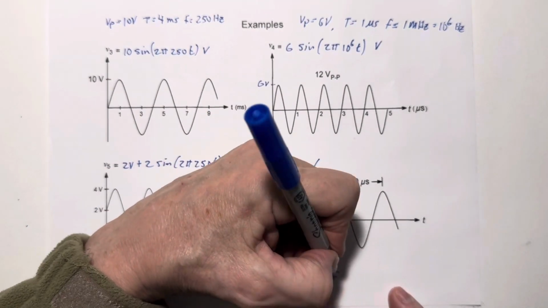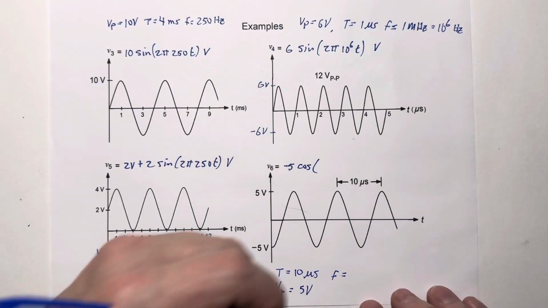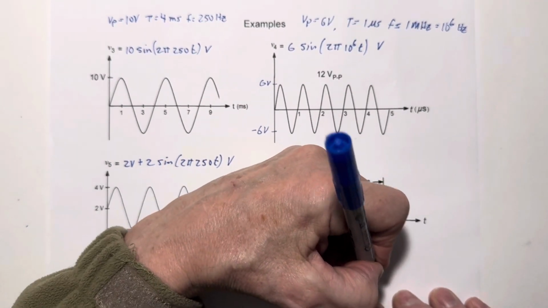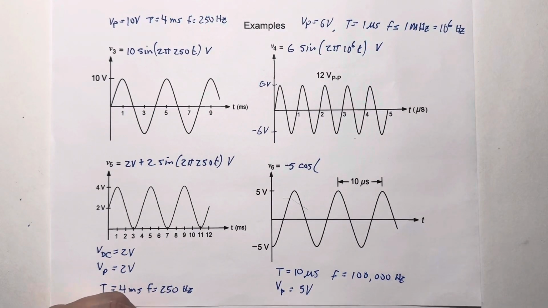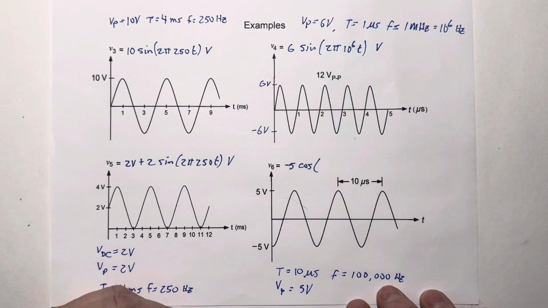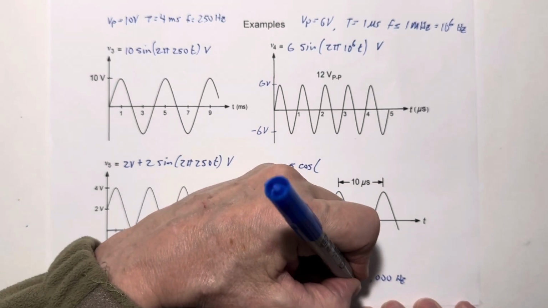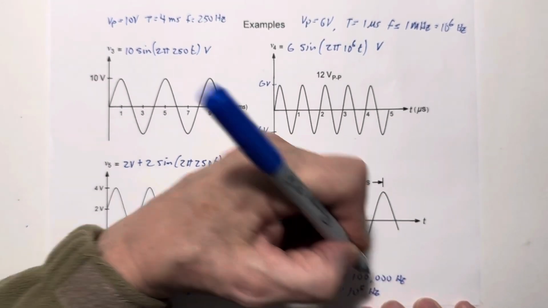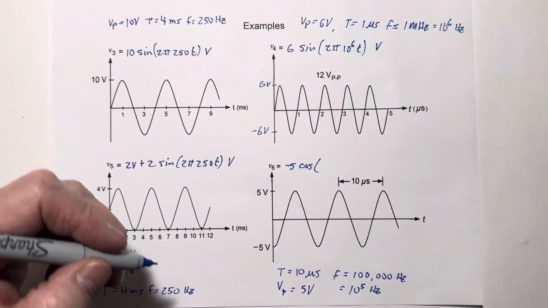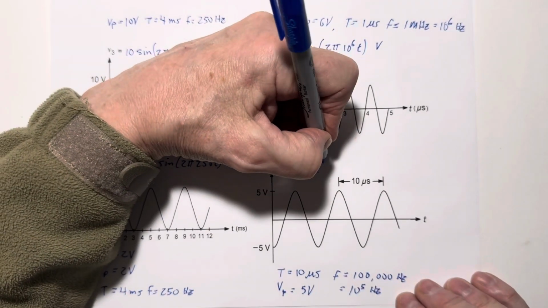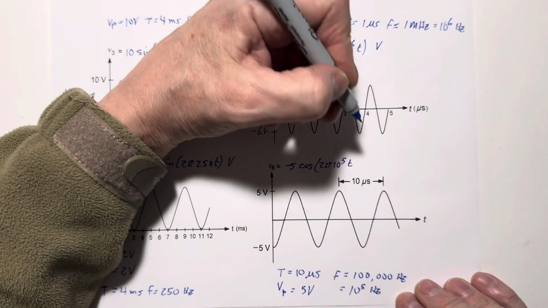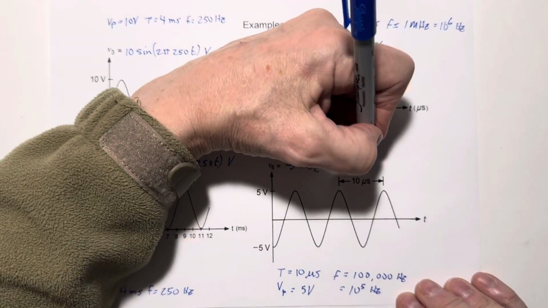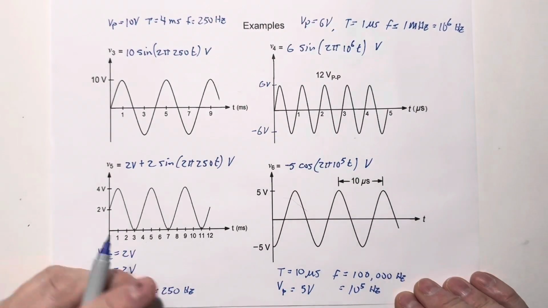Let's see, what is our frequency? It's 1 over 10 microseconds, which is 100,000 hertz. Okay, and I could write that as 10 to the 5th power hertz, so I'm going to write it that way to save writing. Cosine 2 pi 10 to the 5th times t volts.